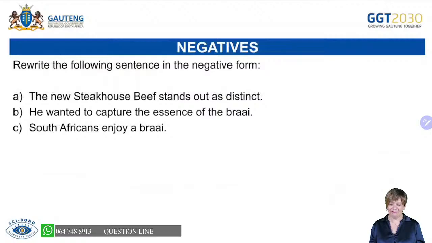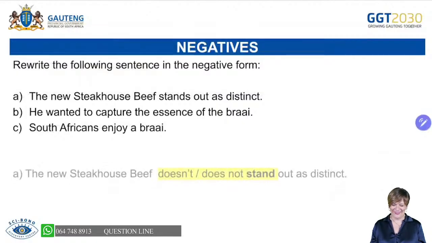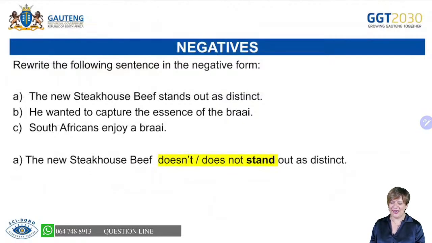Negatives. So again, this is how the question will read. Rewrite the following sentence in a negative form. Now once again, where did we start? Yes, we started with your verb because that's the most important one. So let's just check the first one. The new steakhouse stands out. That's your present simple tense. And I'm going to use doesn't or does not stand. Remember, I can't have "the new steakhouse beef does not stand". You can immediately hear it doesn't work. And that's why I say to you, try to hear if it's working or not.